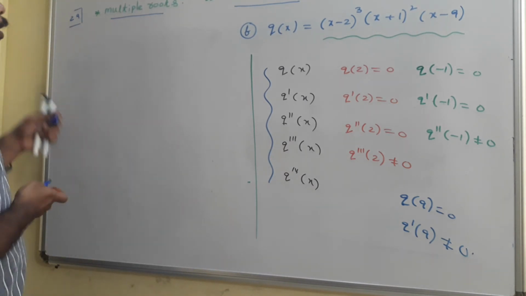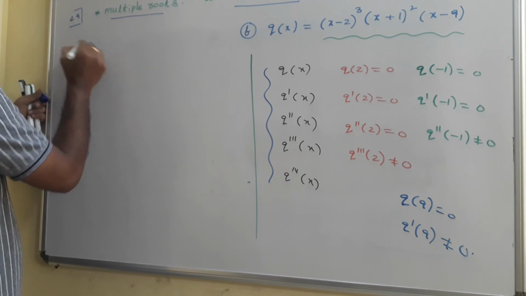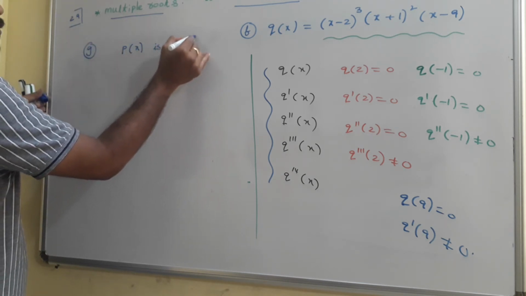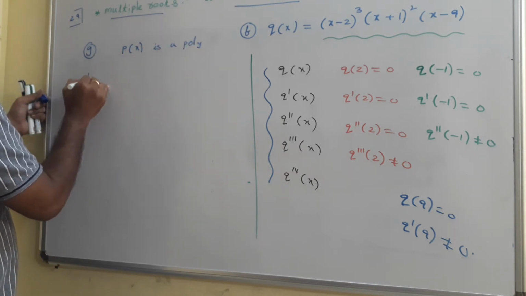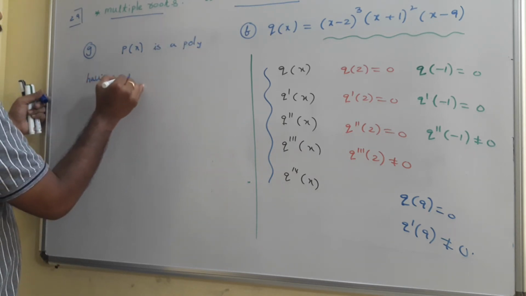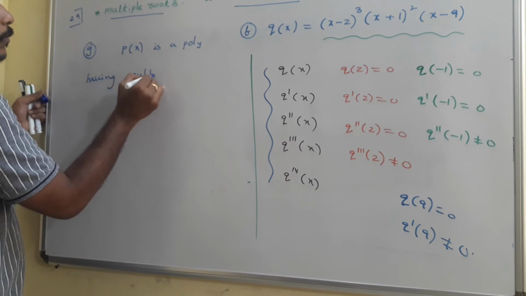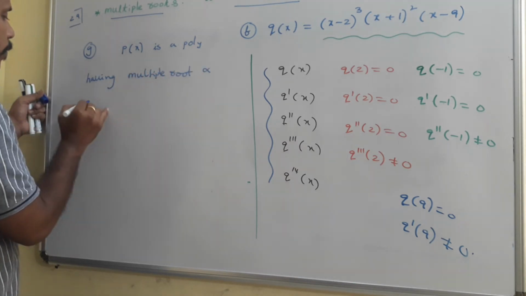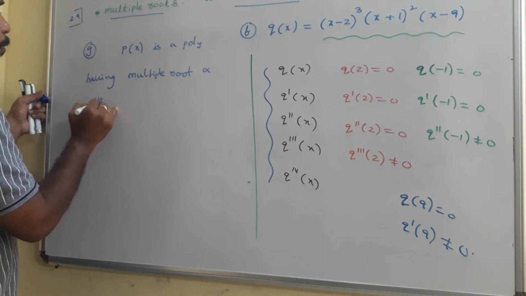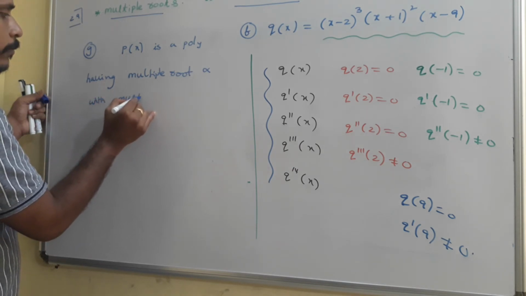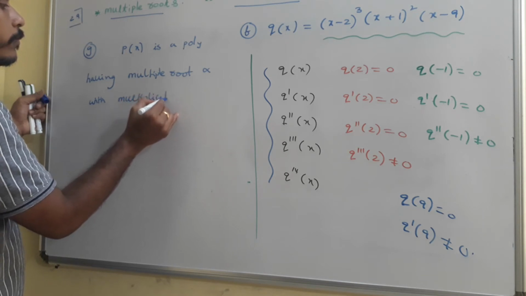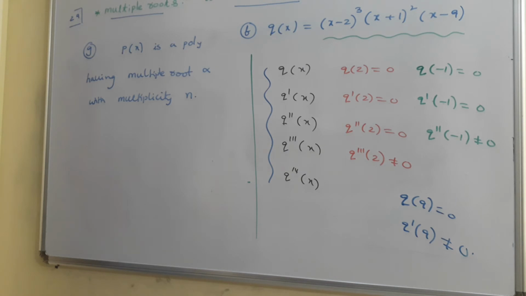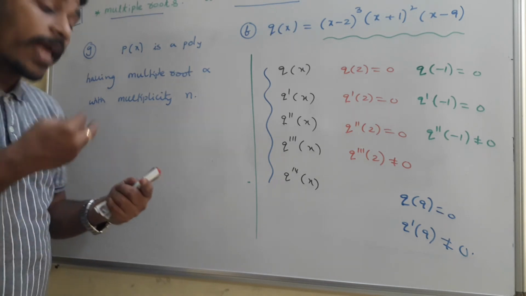So I am going to generalize. P of x is a polynomial having a multiple root alpha with multiplicity n. So alpha is a multiple root of the polynomial and that alpha occurs n times.